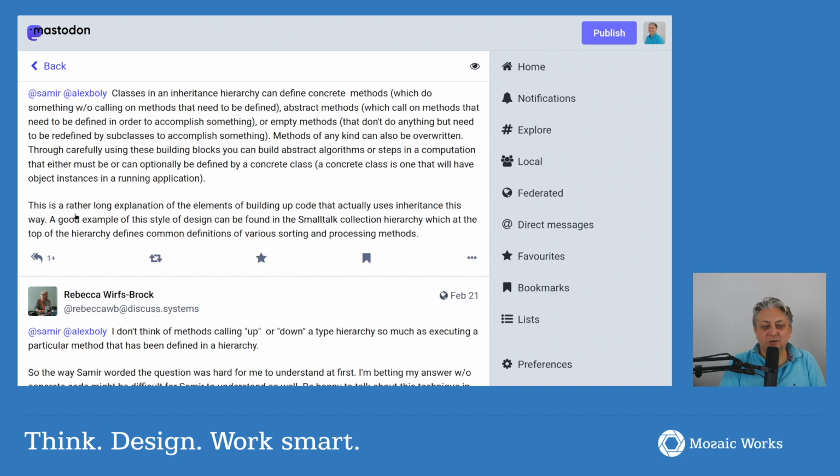This is a rather long explanation of the elements of building up code that actually uses inheritance this way. A good example of this style of design can be found in the Smalltalk collection hierarchy, which at the top of the hierarchy defines common definitions of various sorting and processing methods.